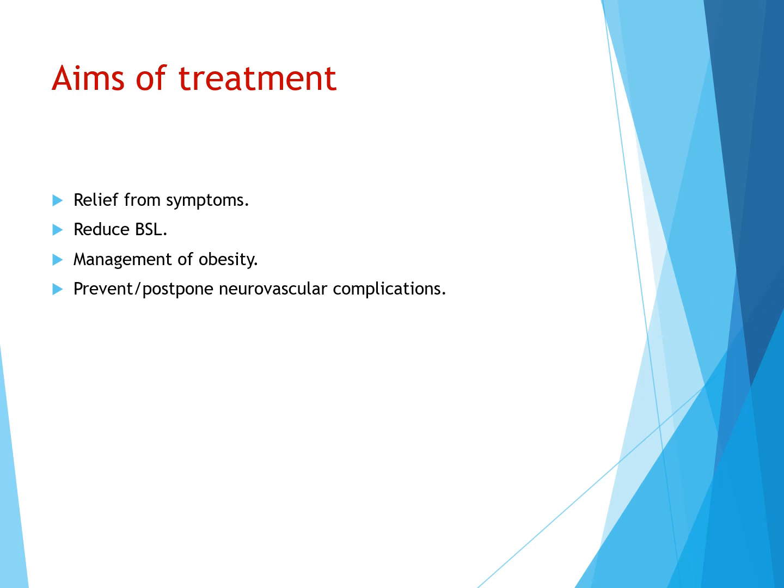Now, what should be the aim of treatment? The first and the foremost aim of treatment is to get relief from the symptoms. Then the second aim is to reduce the blood sugar level. And it's also important in a diabetic person to have normal weight. And the main aim of treatment would be, as far as possible, prevent or postpone the complications related with the major organs in our body.